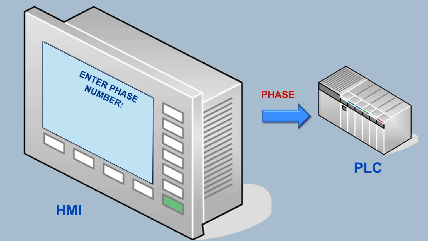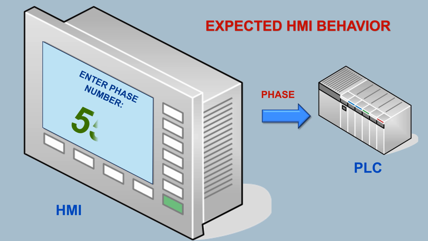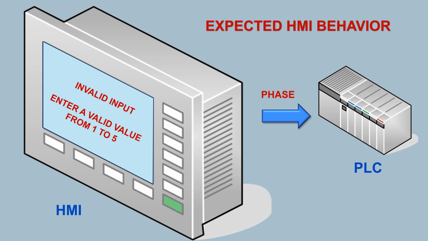But this is strange. At this site, all inputs are validated at the operator station before being transmitted to the PLC. If an operator puts an out-of-bound value, the input should be rejected. So where did this 55 value come from?